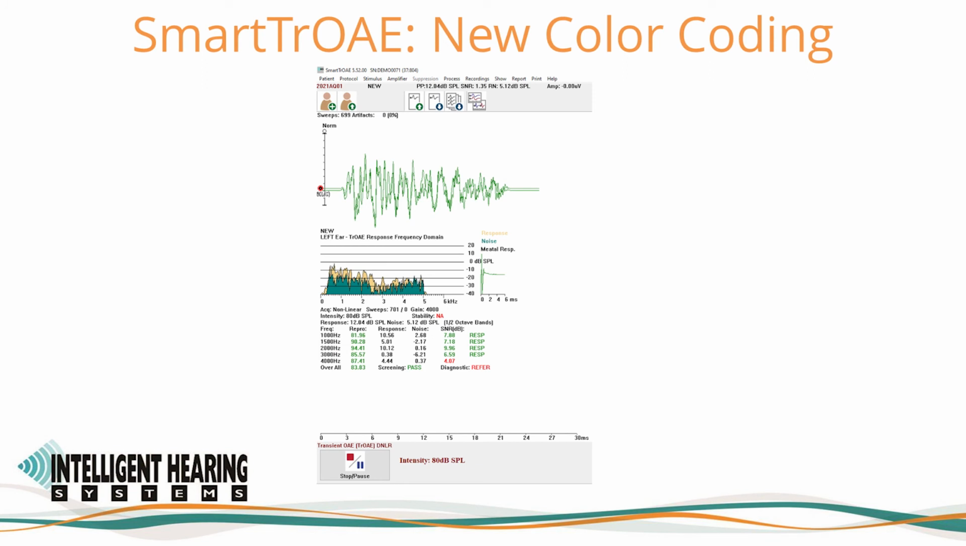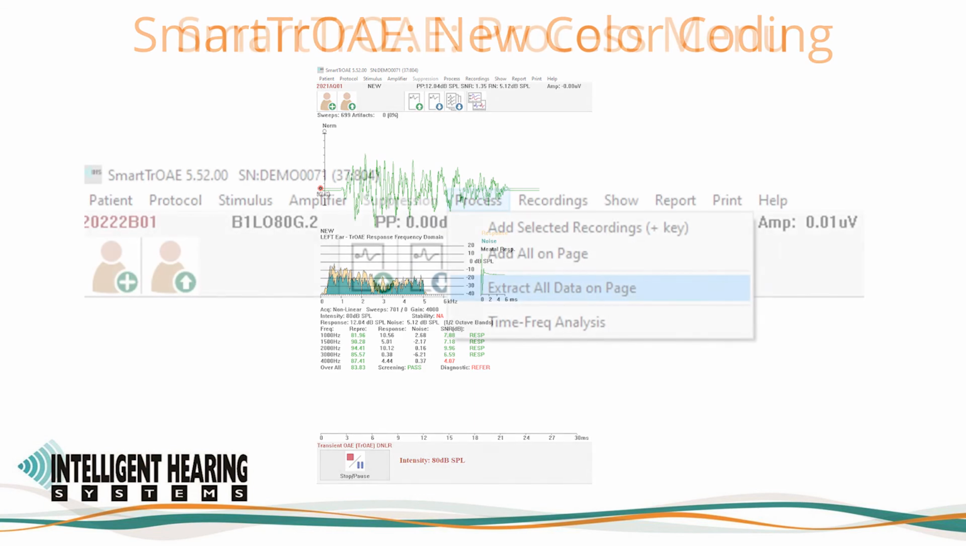We have also added color coding of the reproducibility, SNR, and stimulus stability measures based on user-selected passing criteria. Red indicates below criteria, while green indicates at or above criteria.